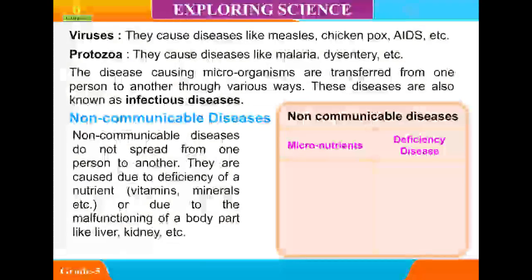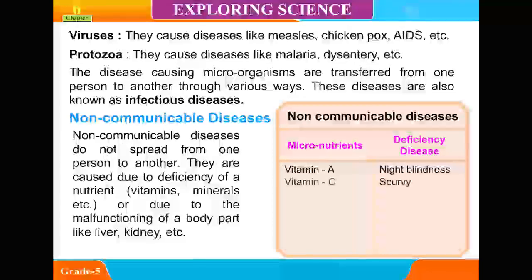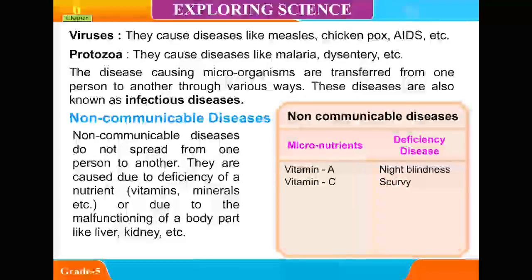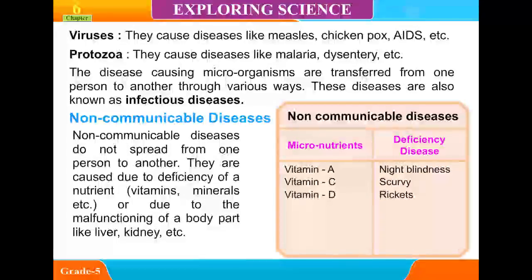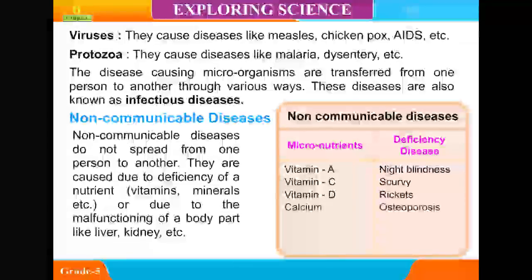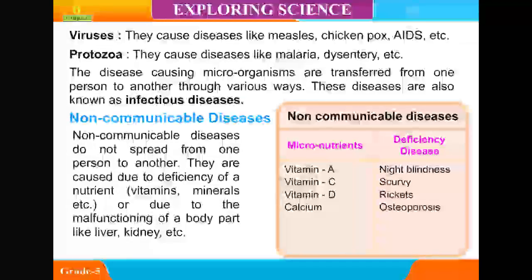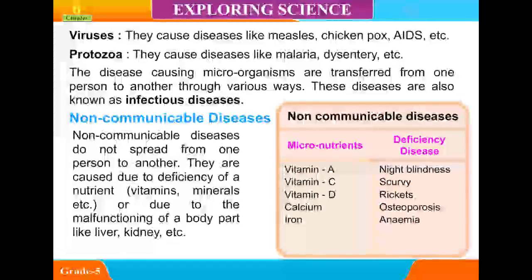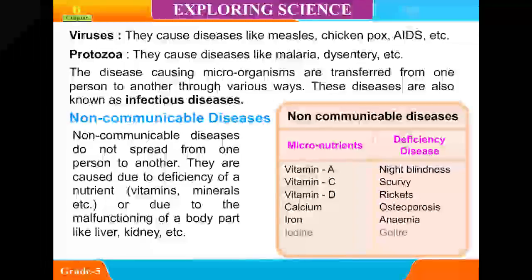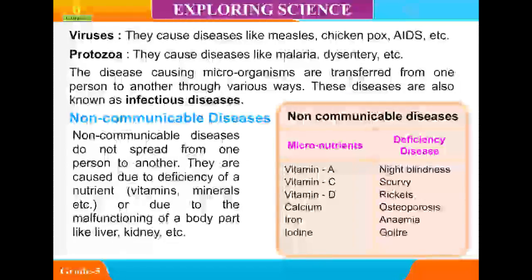Non-communicable diseases. Micronutrients. Vitamin A. Deficiency disease: night blindness. Vitamin C. Deficiency disease: scurvy. Vitamin D. Deficiency disease: rickets. Calcium. Deficiency disease: osteoporosis. Iron. Deficiency disease: anemia. Iodine. Deficiency disease: goiter.